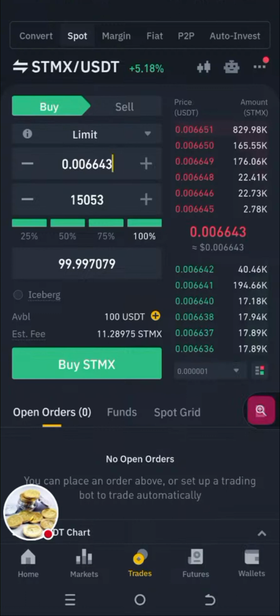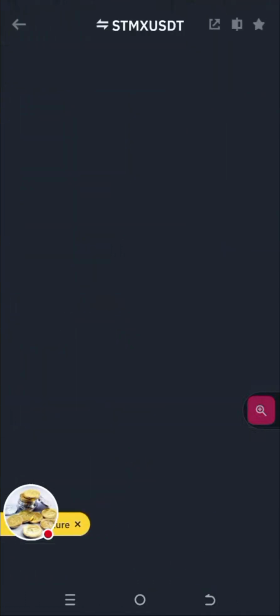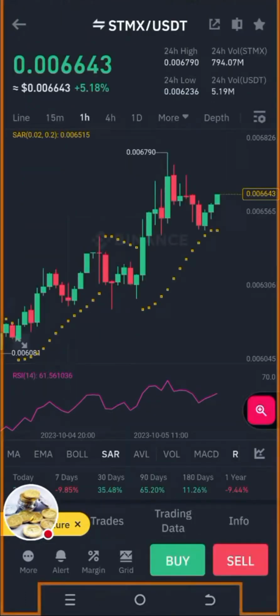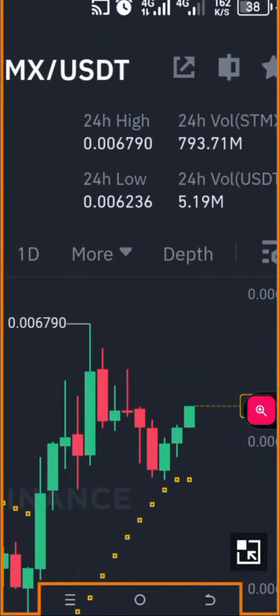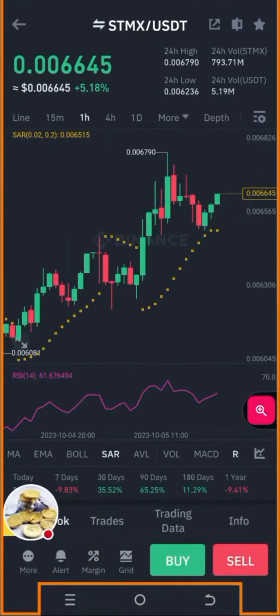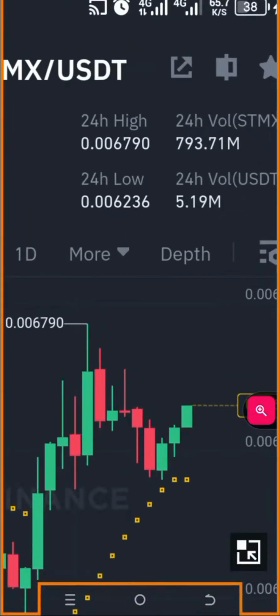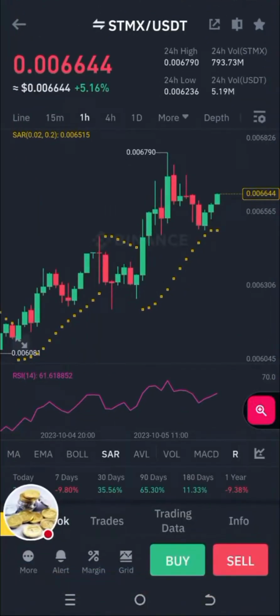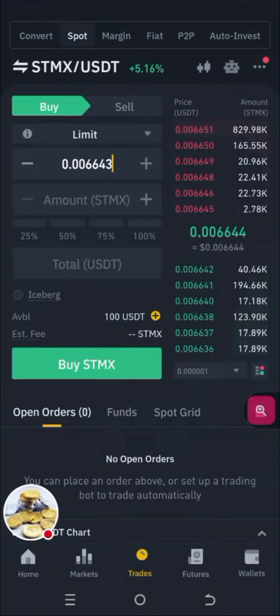But before we go ahead, one more thing that we need to look at is the 24-hour high and the 24-hour low. Look at the 24-hour high. It went up to 6790, okay? And the lowest it was 6236. So where are we right now? It's at 66. So that means that it's still closer to the top. So can it get there? We will see. Let's go ahead and see what we can do, okay?